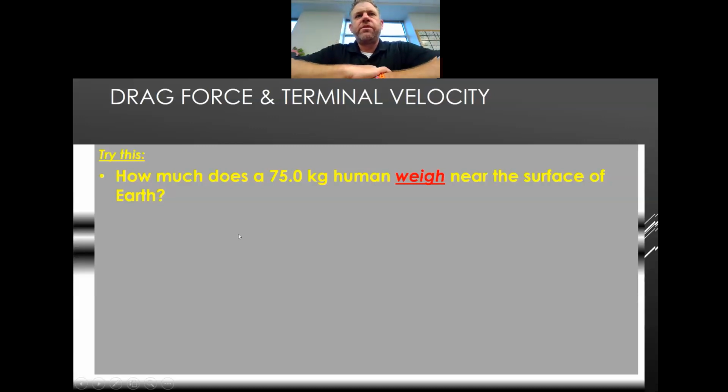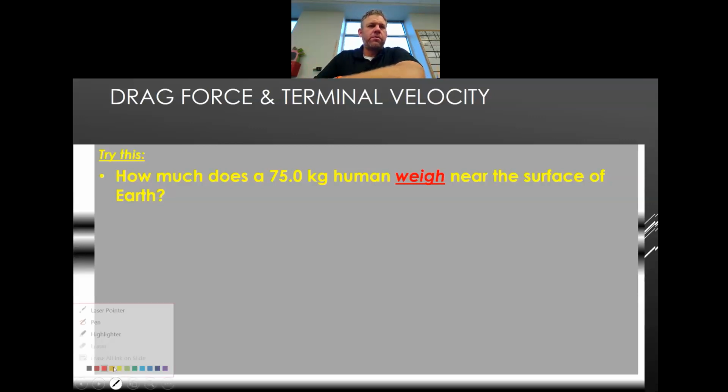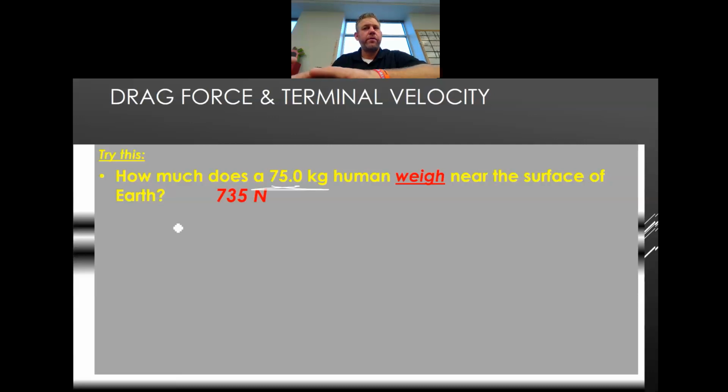How much does a 75 kilogram human weigh near the surface of Earth? Remember, when we talk about weight, that's our force of gravity. Force of gravity just means the mass times the gravitational acceleration, which is 9.8. So we see it's 735 newtons. That's just their weight.